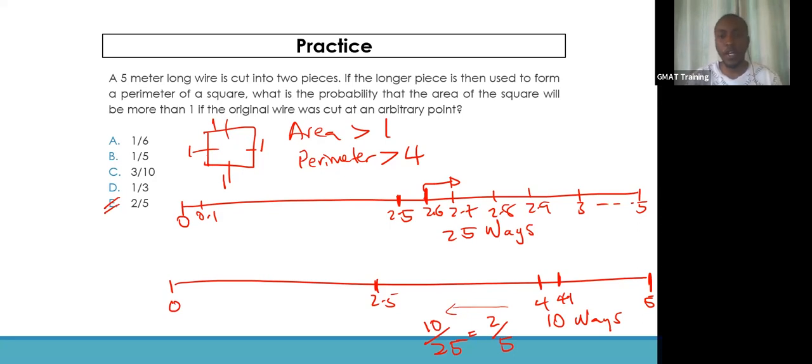You can go ahead and try different ways. You can go with steps of 0.01 and see also if we can get 2 over 5 as the answer. So in this case, we have A as the answer. I hope we got that question right.